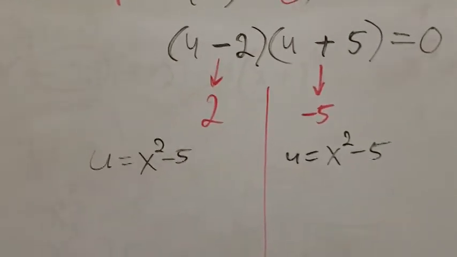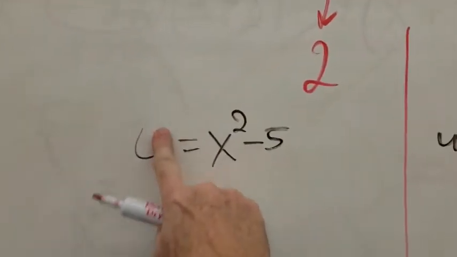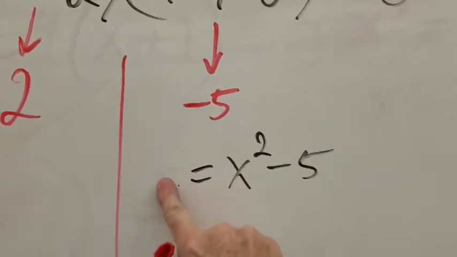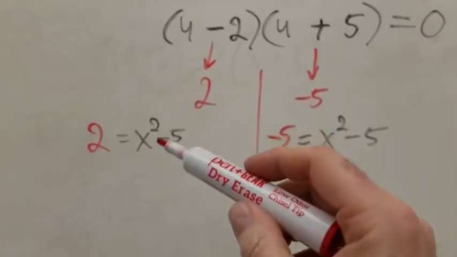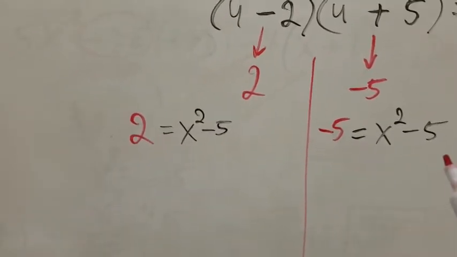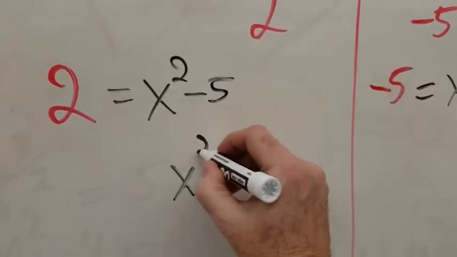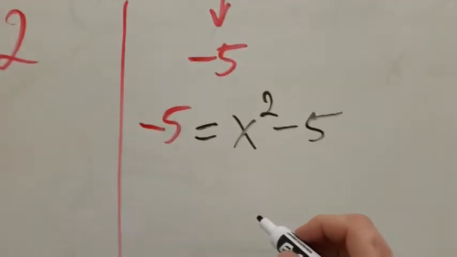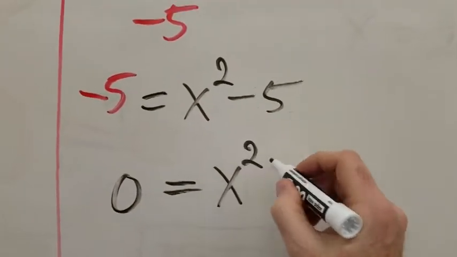And I'm going to substitute now. I'm going to erase U is a 2. Over here, U is negative 5. Okay, so I've substituted my values for U. Now I'm solving for x. So let's move that 5 over to the other side. So I have x squared, I got to add 5. Add 5 to this makes 7. Over here, I got to add 5. This makes 0 equals x squared.